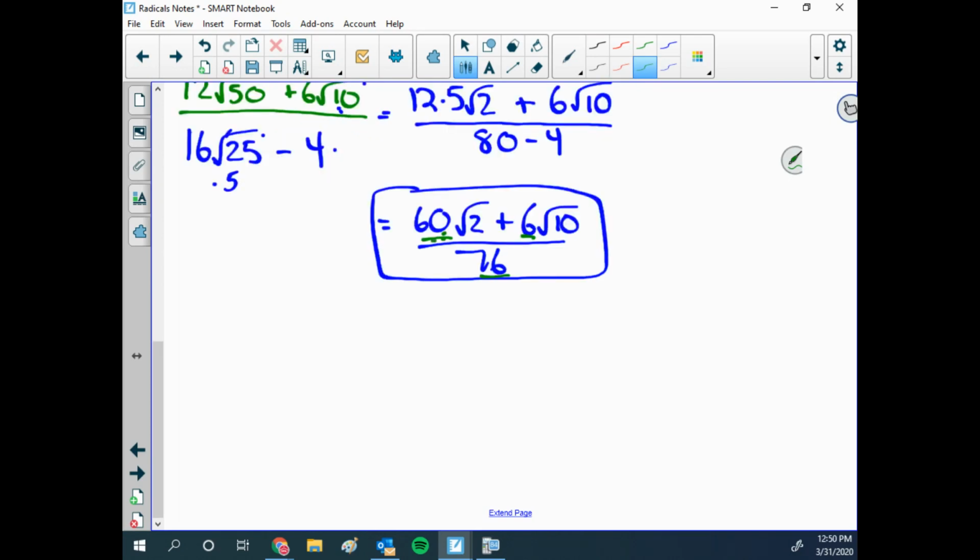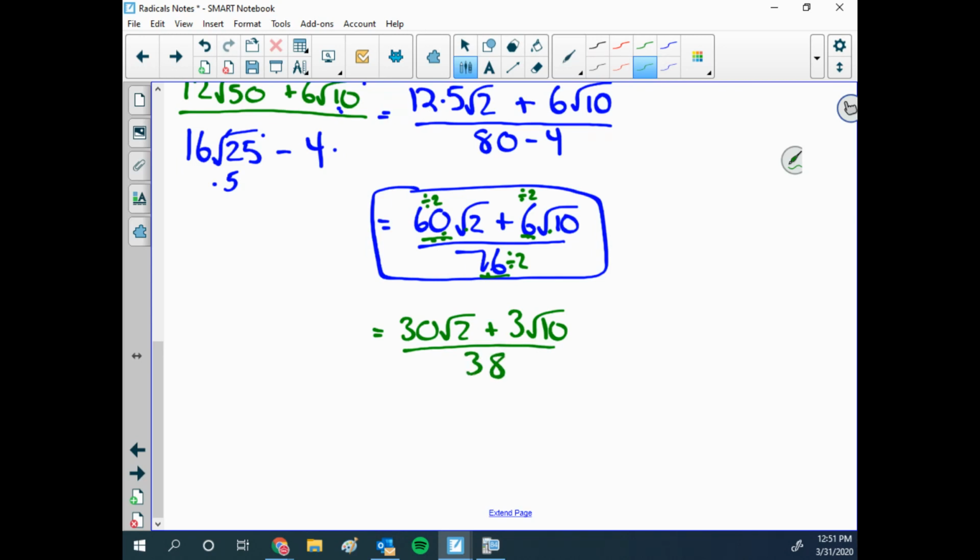So 60, 6, and 76, I know could all be divided by 2. Okay? Because I'm dividing all of the terms by 2, it doesn't change equality. I preserved it still. So 60 divided by 2 is 30 root 2. I can't do that to my radical functions because they're inside. They're not the coefficient. They're the radical. Plus 6 divided by 2 is 3 root 10. And 76 divided by 2 is 38.